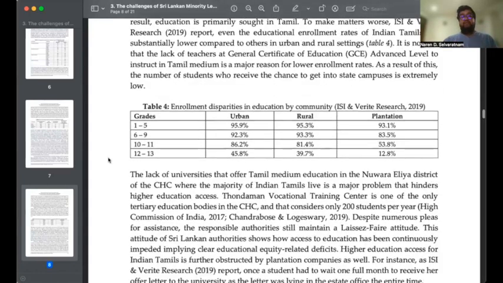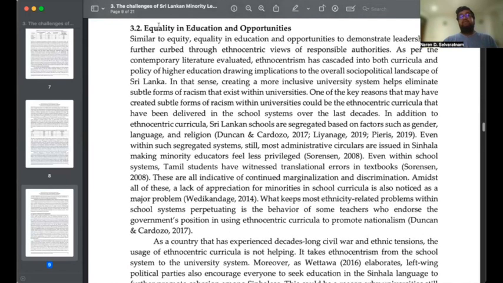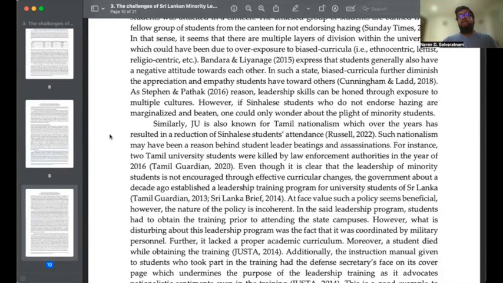And at the same time, if you notice this finding, we have written quite a lot about it. Our second finding was equality in education and opportunities. We also found that there are some issues in terms of the equality in education for minority groups, and so we wrote about that as well. This is also based on the literature that we have gathered.